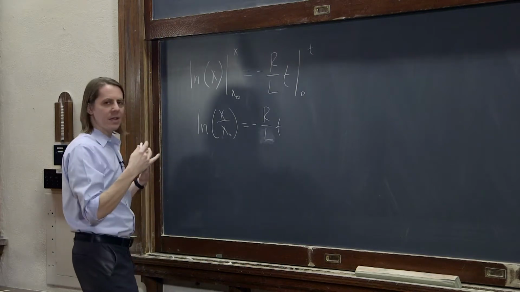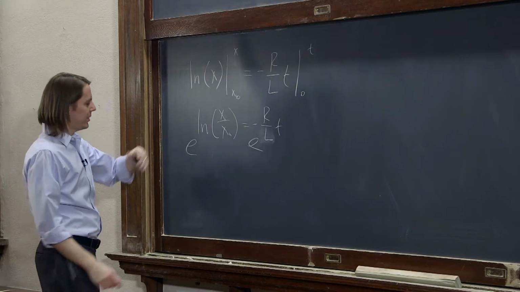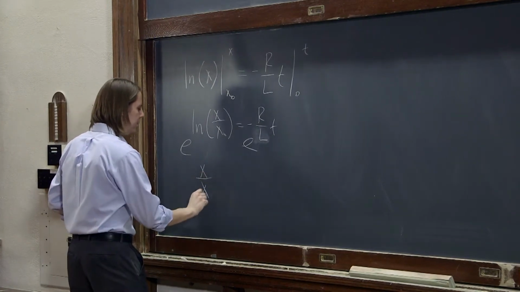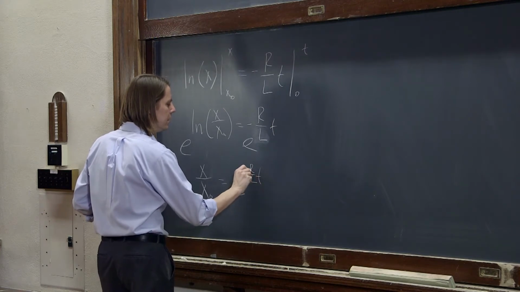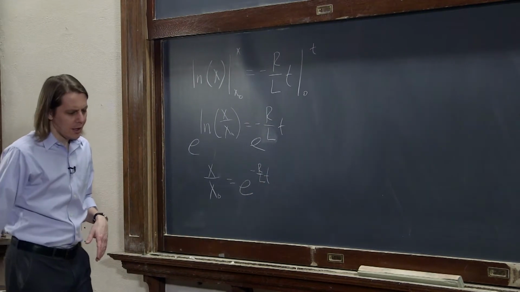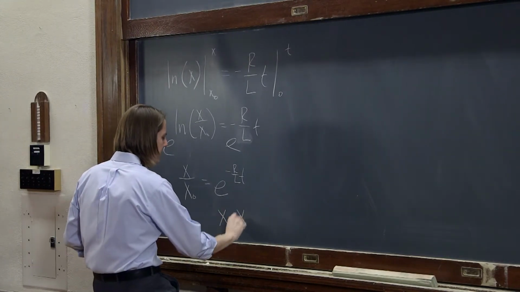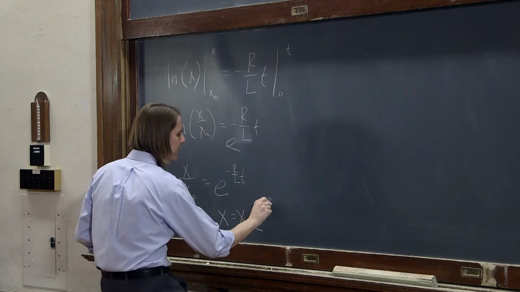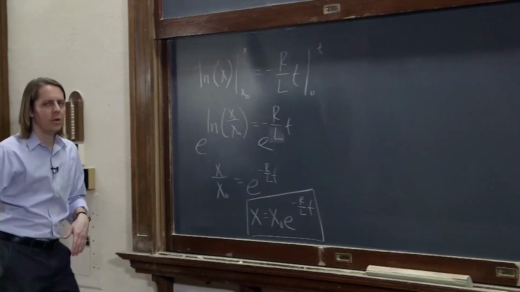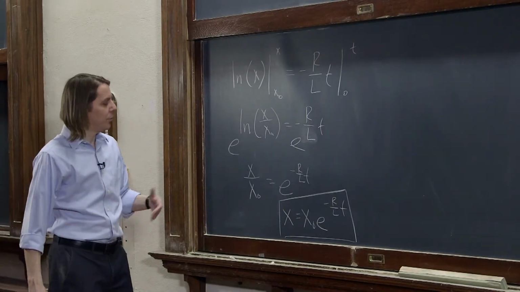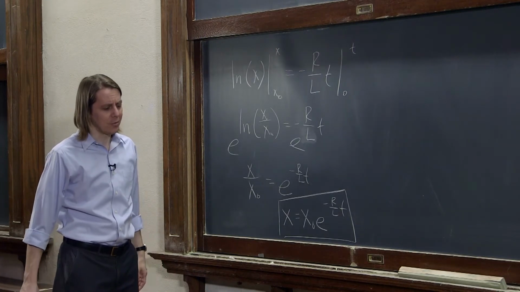t. And then we take the exponential of both sides. E to the natural log of something is that something, so this is x over x naught equals e to the minus R over L t. And we could even go one more step and write it in the form you would normally see: x equals x naught e to the minus R over L t. So that is the solution for x, whatever x was. x was the EMF over R minus I.